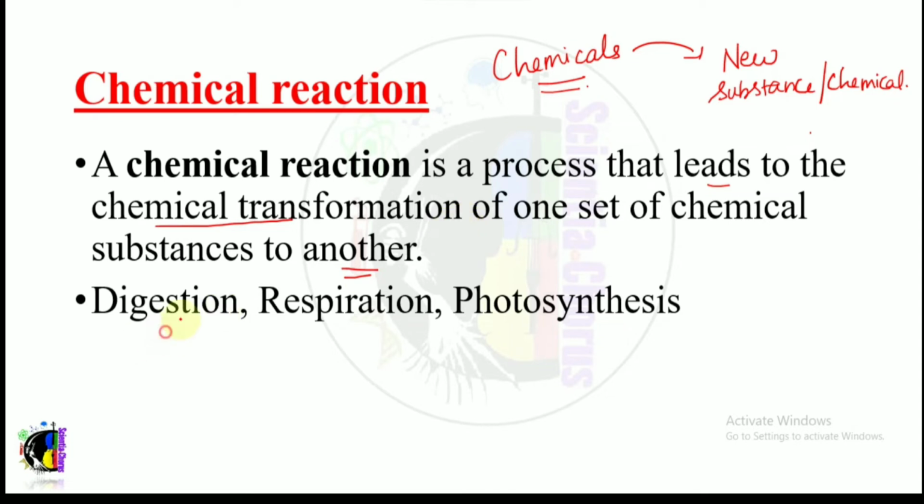For example, digestion, respiration, photosynthesis, all these are chemical reactions happening in nature. In this case what is happening? There are different sets of chemicals and there are some changes happening within the chemicals, and we are getting some new substances out of it. That we are calling a chemical reaction.